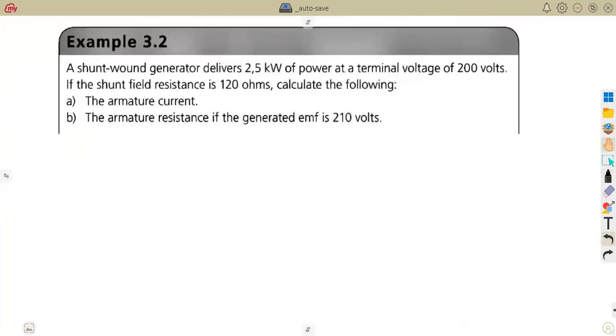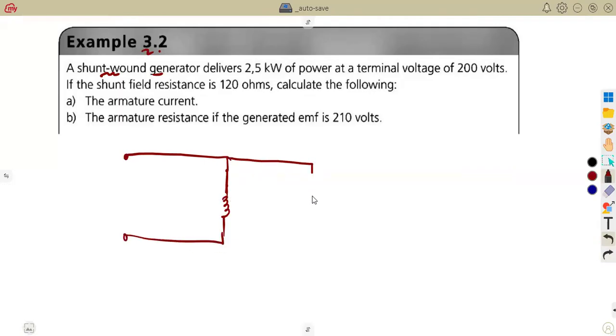Considering the other question, which is another example that we are given, example 3.2, a shunt wound generator. Again, we are back on the shunt wound, where we have the field connected in parallel to the armature. So this is just like what we had, guys. This is just a repetition now, just to help you use those previous diagrams. Given that it delivers power, that is the power output at the terminals. Remember, at the terminals, that's where you have your power output.